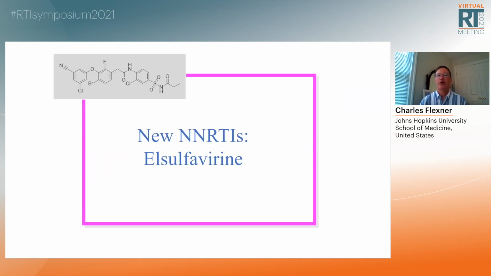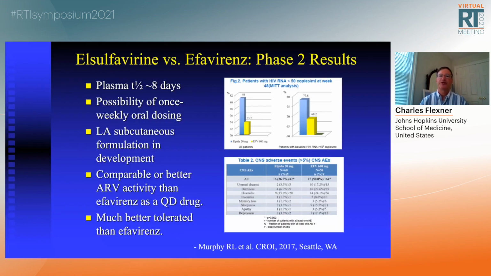I'm going to finish with another new NNRTI, lersivirine. This is a drug that's been in clinical development for quite some time. It originally came from Roche. It's now being developed by a small biotech company in San Diego called Viriom. The phase 2 results of this study were presented at CROI in 2017.